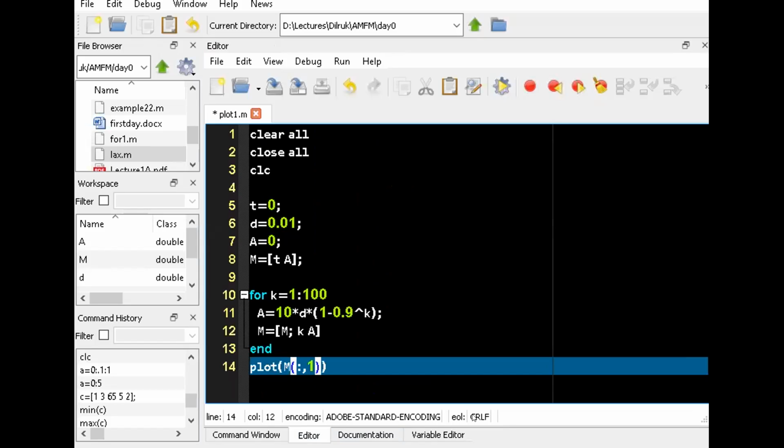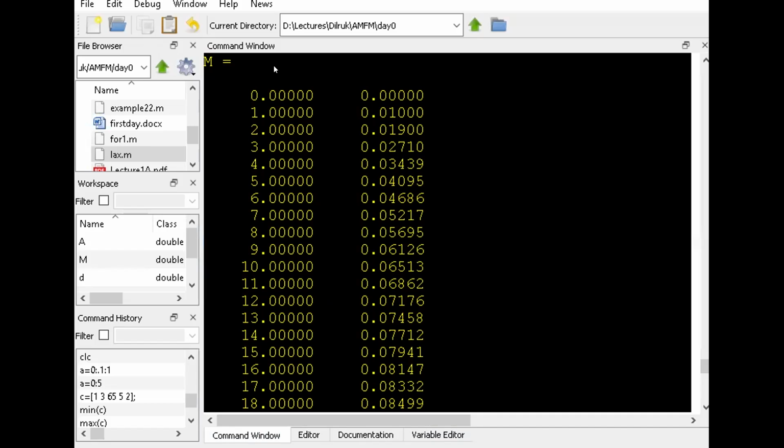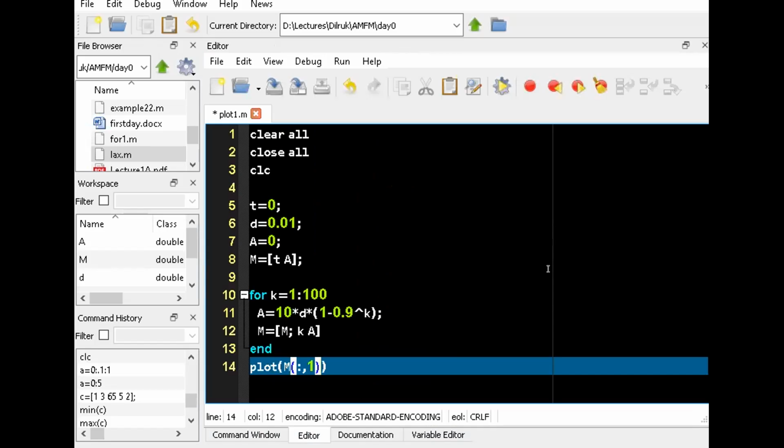Those are your independent points, independent data, the variable data, and this is the dependent. I want to read the second row, second column of M. That's M, the second column.